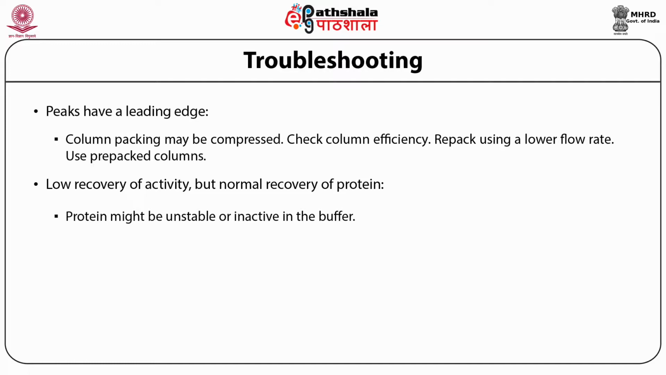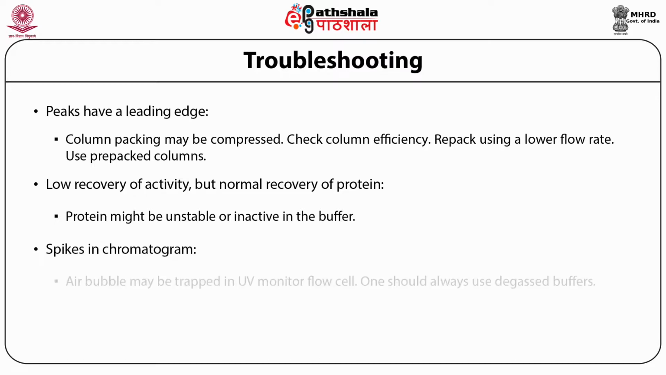Another problem that could arise in the chromatography could be that we get spikes in the chromatogram. Now, there is an air bubble which could be trapped in the UV monitor flow cell. So, as I've already told you, it is very important to degas the buffers that are used.